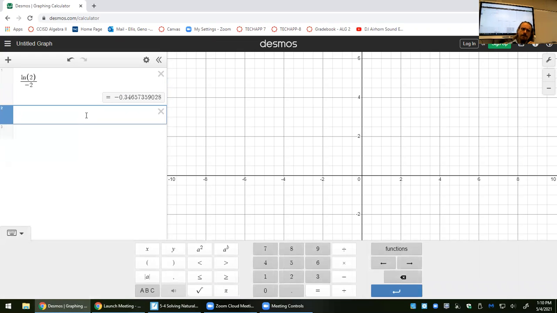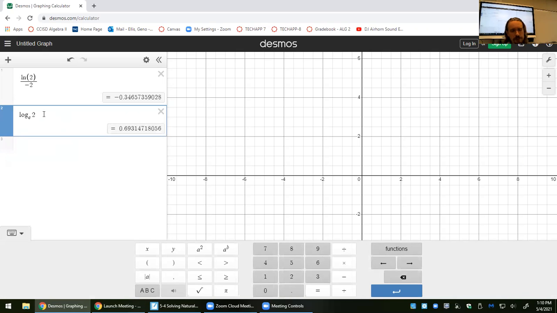Let's say you're doing this on your own and you totally forget about natural logs. What if we didn't simplify it? What if we left it as log base e of 2, right? And then we want to divide all of that by negative 2.